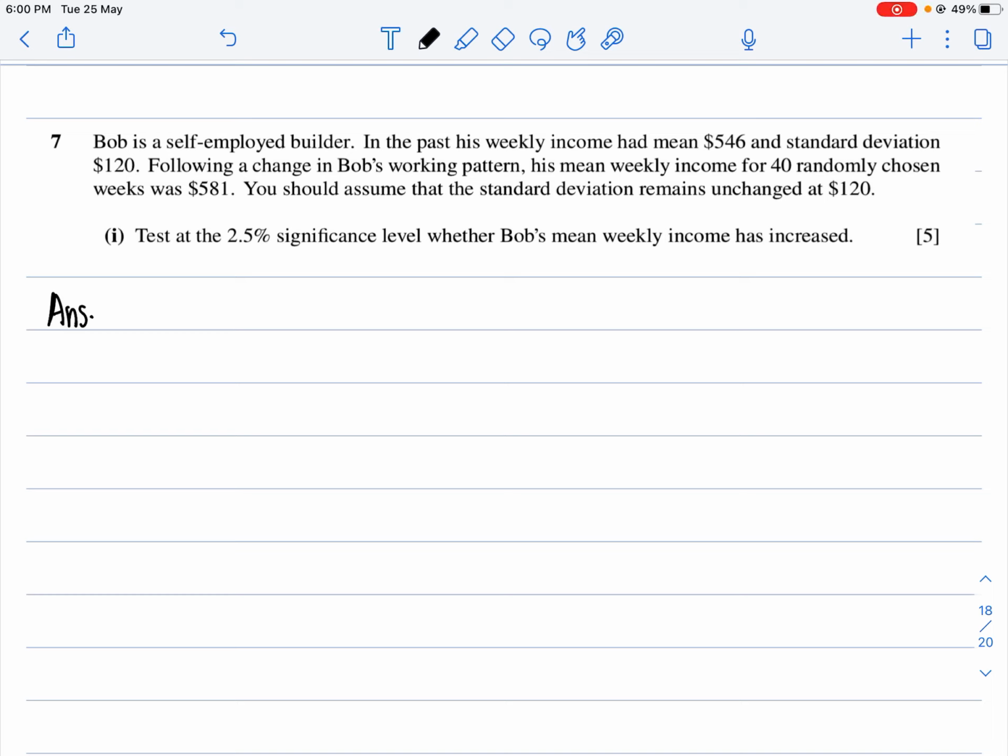This is the seventh question of the paper. Bob is a self-employed builder. In the past, his weekly income has a mean of 546 and a standard deviation of 120. Important data, okay? Following a change in Bob's working pattern, his weekly income in 40 randomly chosen weeks, which is your n, is 581, which is basically your test value. You should assume that the standard deviation remains unchanged at 120. We need to test at 2.5% significance level whether Bob's mean weekly income has increased.